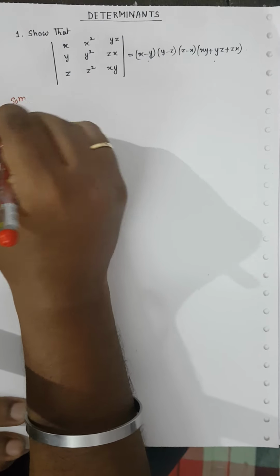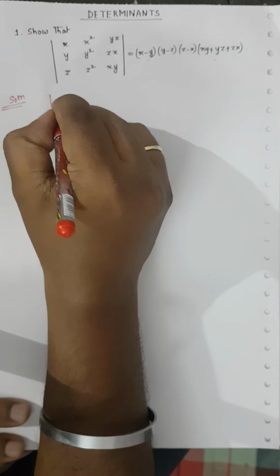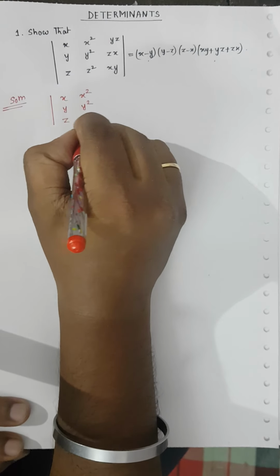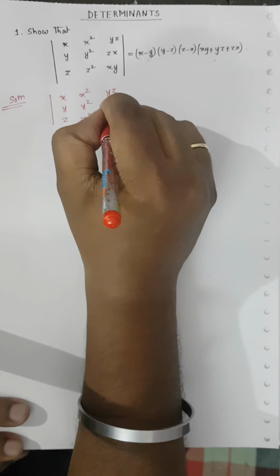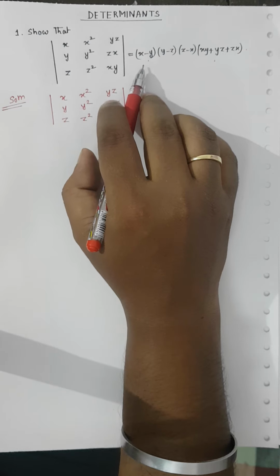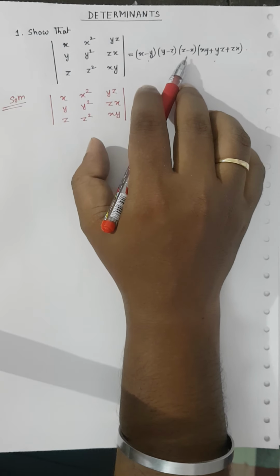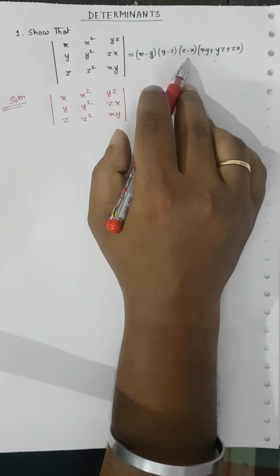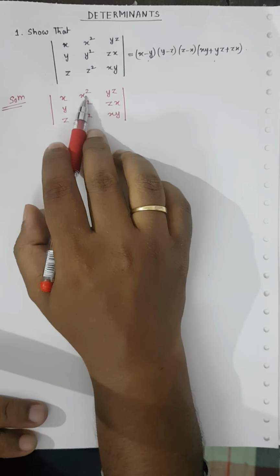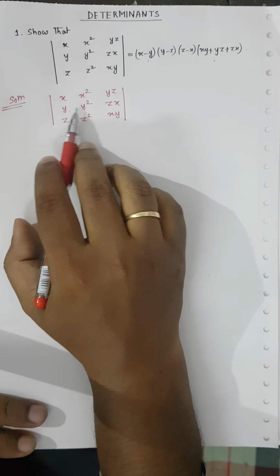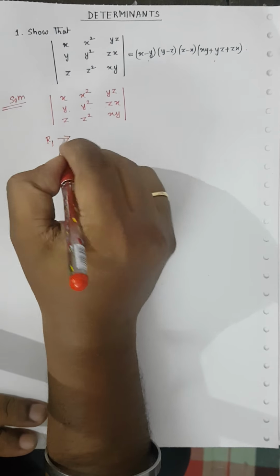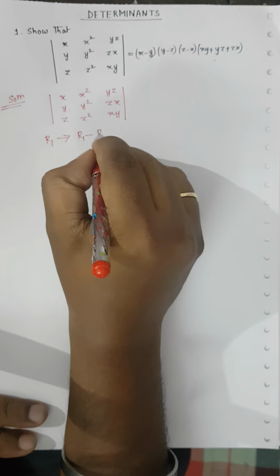Solution: this is your determinant, with rows x, y, z; x square, y square, z square; yz, zx, xy. Clearly, we need to find the factors x minus y, y minus z, and z minus x. So we'll start from row 1. In row 1, this is x square, yz. In row 2, it is y square, zx. If I write the operation, row 1 changes to row 1 minus row 2.